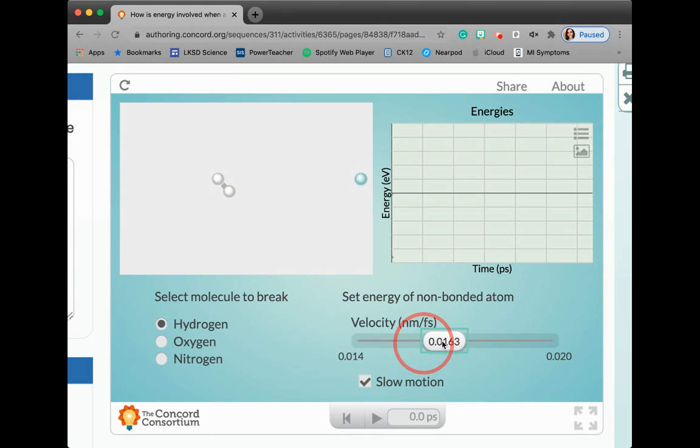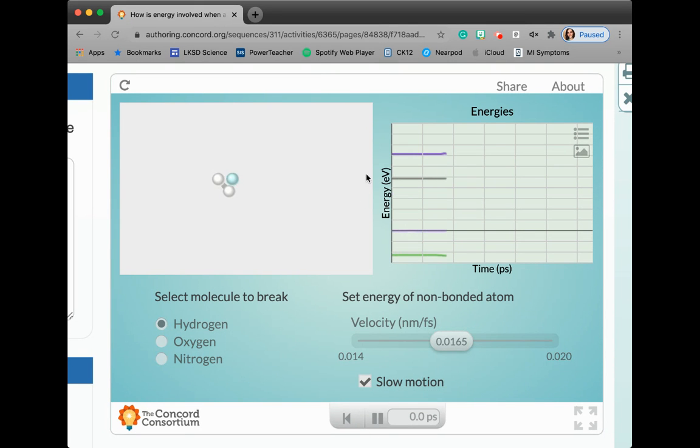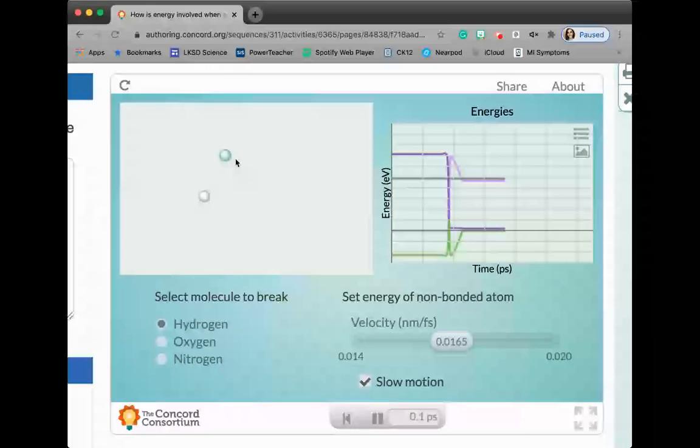So I'm going to increase the velocity to somewhere around the midpoint, and let's take a look at that. I'm going to hit play. Much faster, so much higher kinetic energy. Again, there's a transfer of kinetic energy to that molecule. And we see that in the graph by the drop in the kinetic energy of the atom versus the spike in kinetic energy of the molecule.